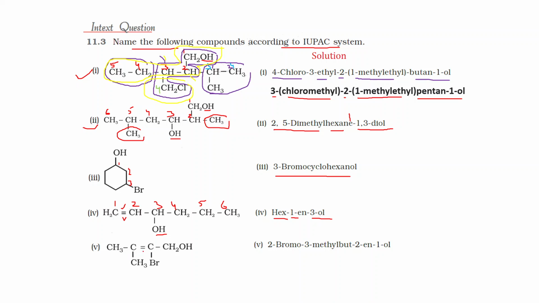Now, in this case, again a double bond is there and OH is there. Numbering from this side, 1, 2, 3, and 4. At the 3, methyl, and at the second, bromine is there. In alphabetical order, Br comes first. That's why this is 2-bromo-3-methylbut-2-en-1-ol.